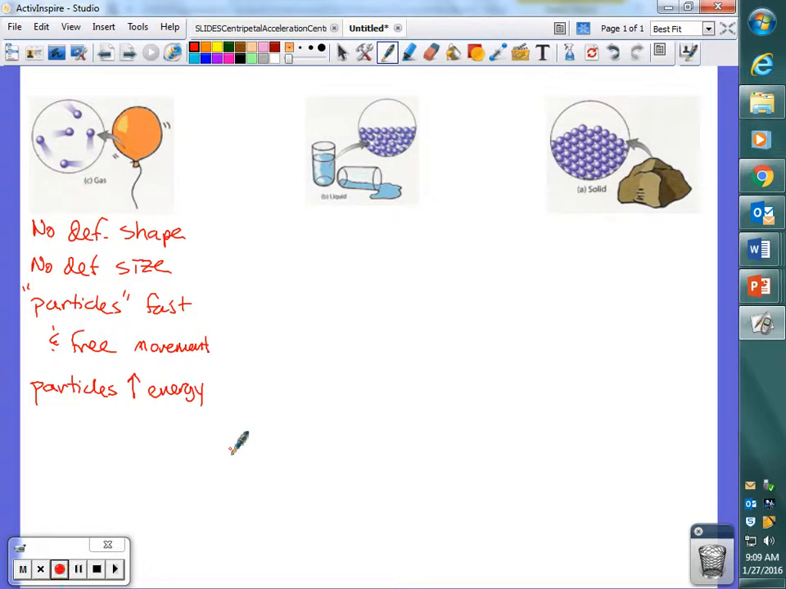No definite shape. But, Eric, does that mean that they will completely fill the container that they are in? Nope. Not necessarily, right? So they have no definite shape, but they have a definite what? Size, or maybe we'll go, what do we call size in 3 dimensions? Volume.